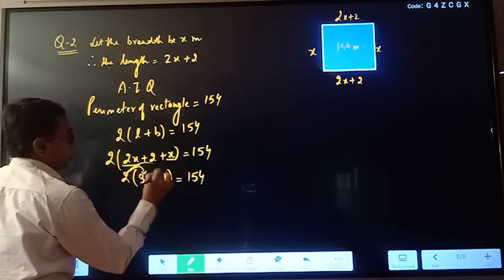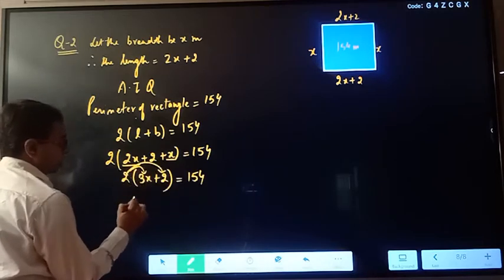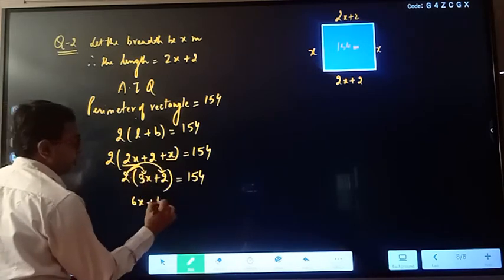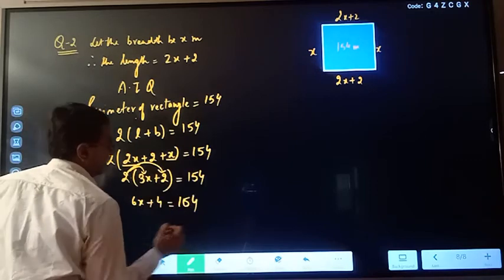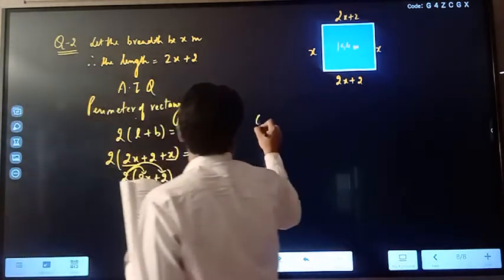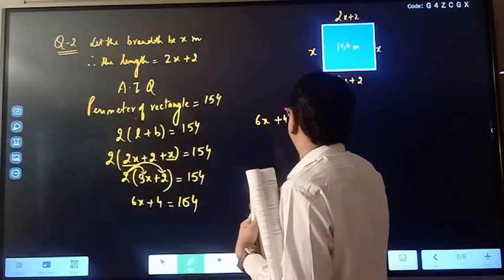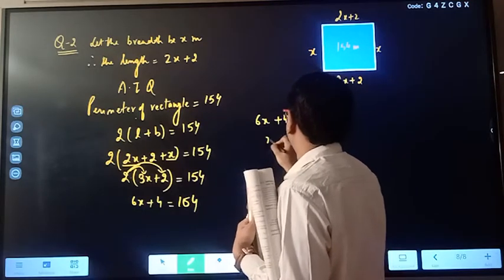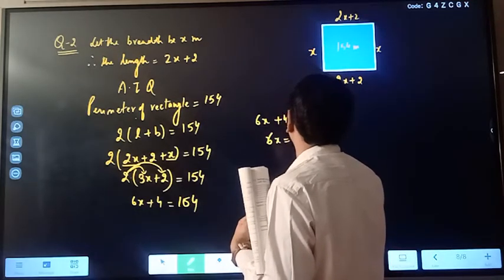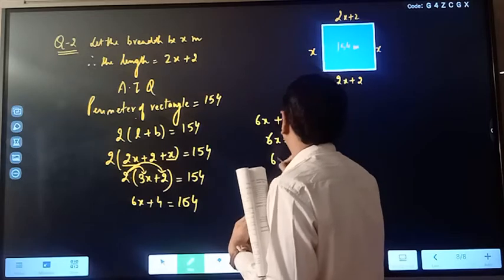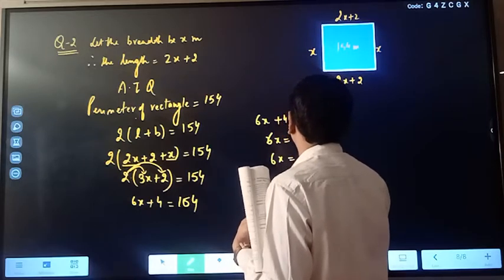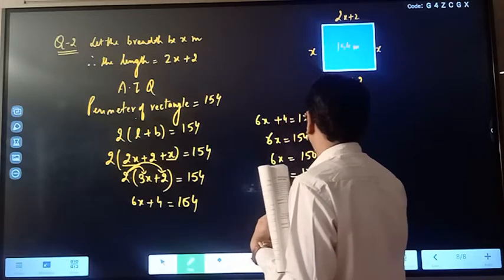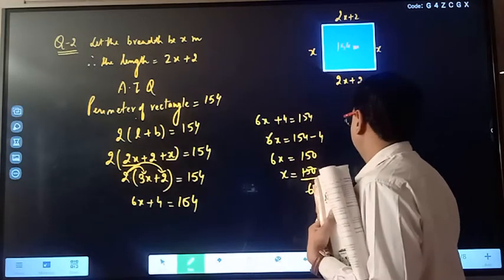Better, distributive property. 2 into 3x is 6x. 2 into 2 is 4, equal to 154. Clear? Solve it. 6x is equal to 154 minus 4. 6x is equal to 150.